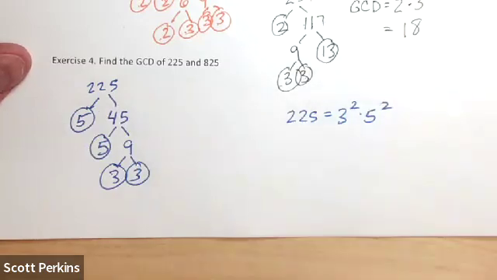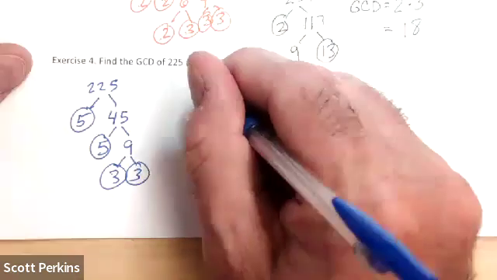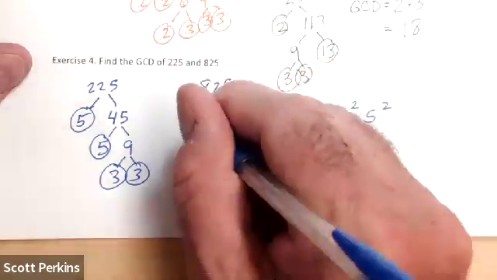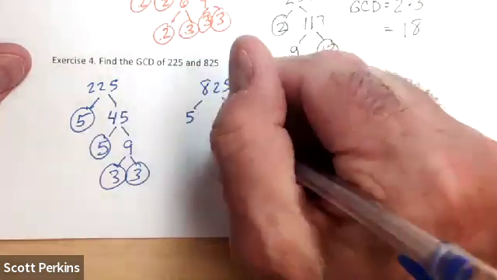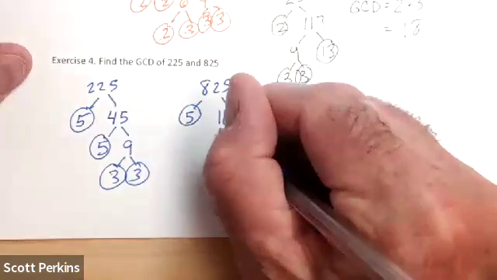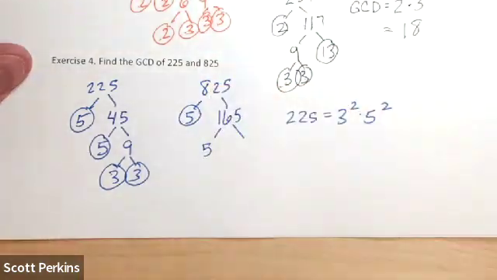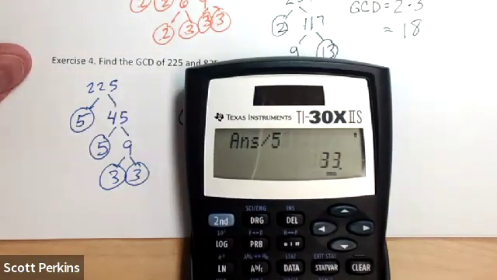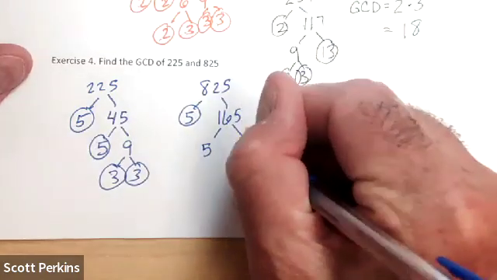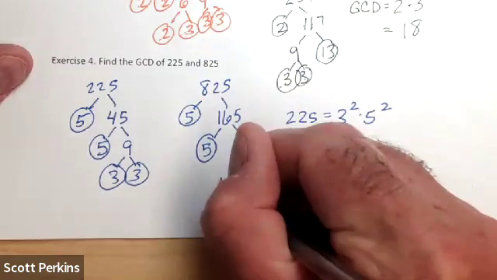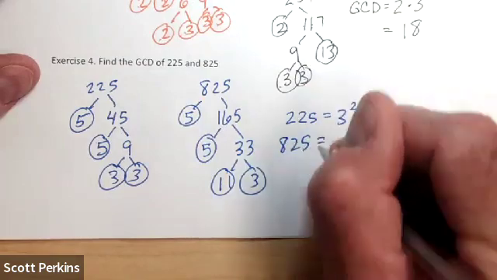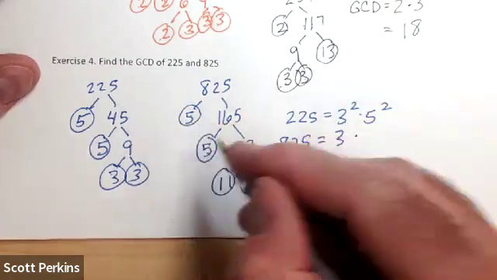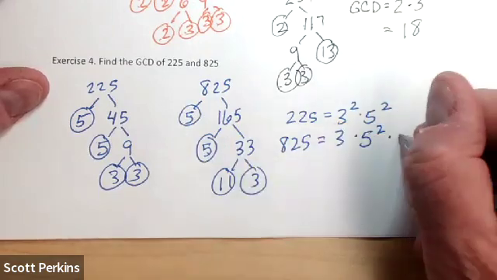Now we're going to do the same thing with 825. So I'm going to start my work right here. Again, 825 ends in 5, so that is 825 divided by 5, and that turns out to be 165. 5's prime. 165 ends in 5, so it's 5 times something. So it's going to be 5 times 33. 33 is 11 times 3, both of which are prime. So we've got 825 is equal to 3 times 5 squared times 11.